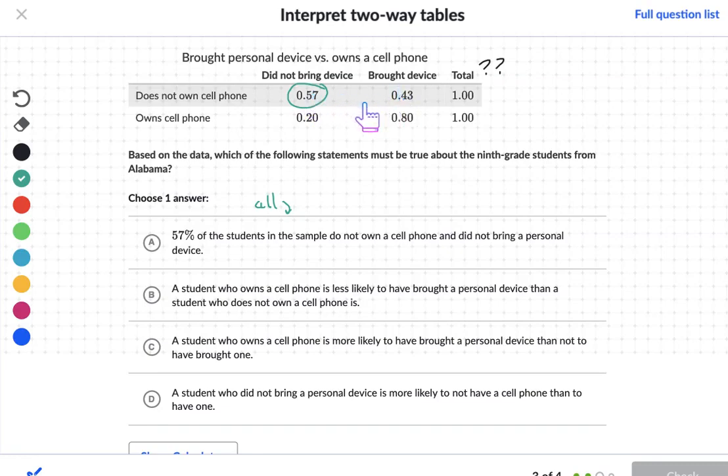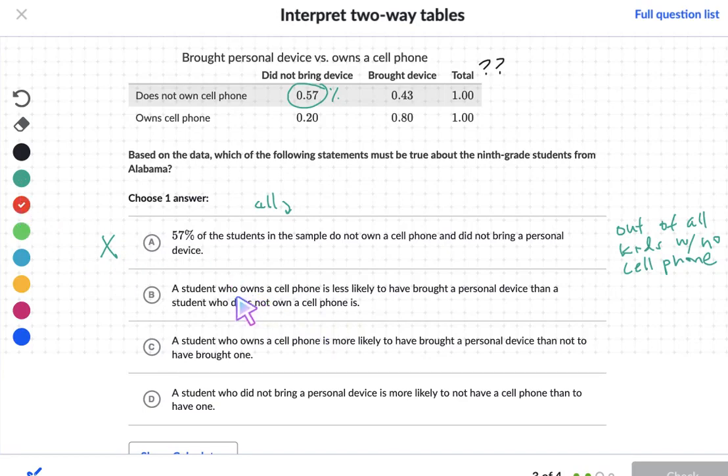So this 57% is the students who don't own a cell phone. This is out of all the students who don't own a cell phone. So we're comparing all the students who don't own a cell phone who didn't bring in their device. Not all the students, period. This is only the students who don't own a cell phone. Okay, so this would be not correct because it's not out of all the students. This is out of all kids with no cell phone, period. Not all the kids total.